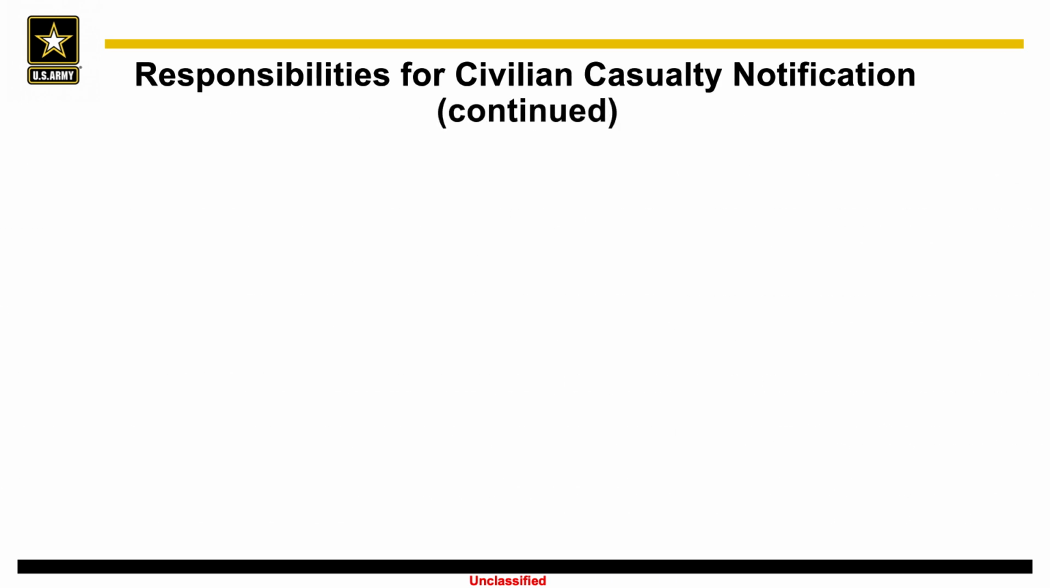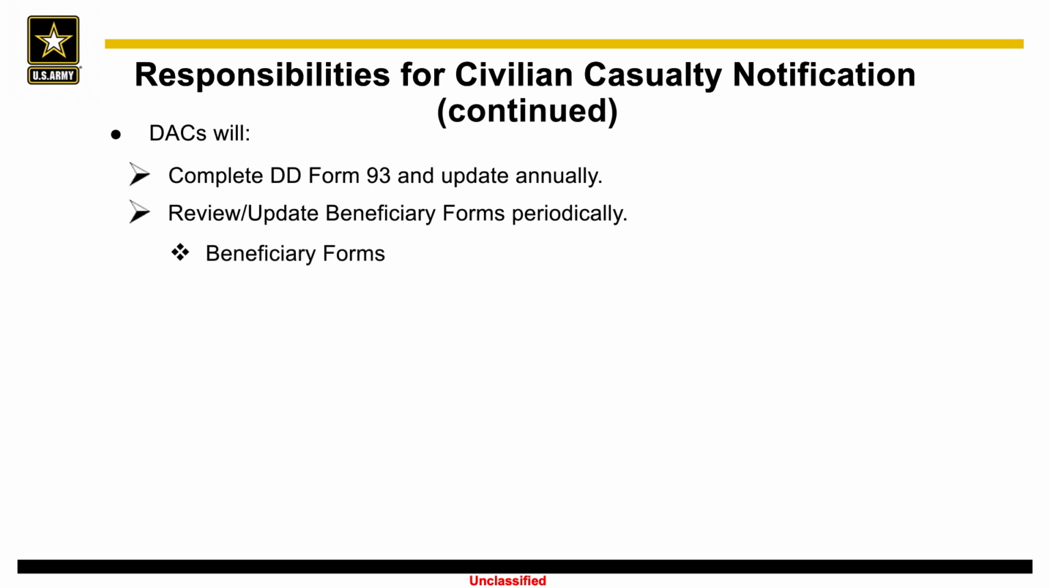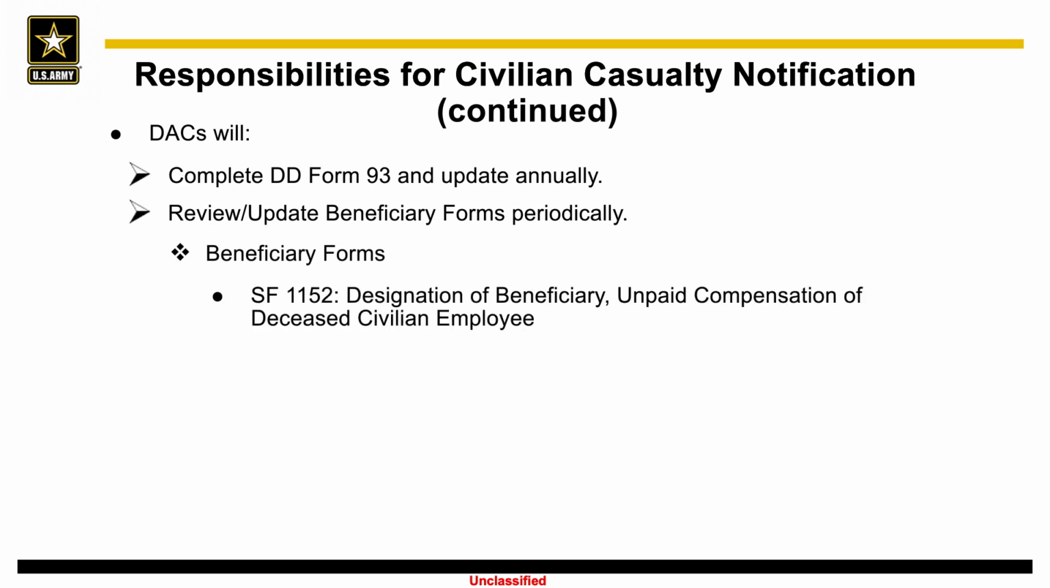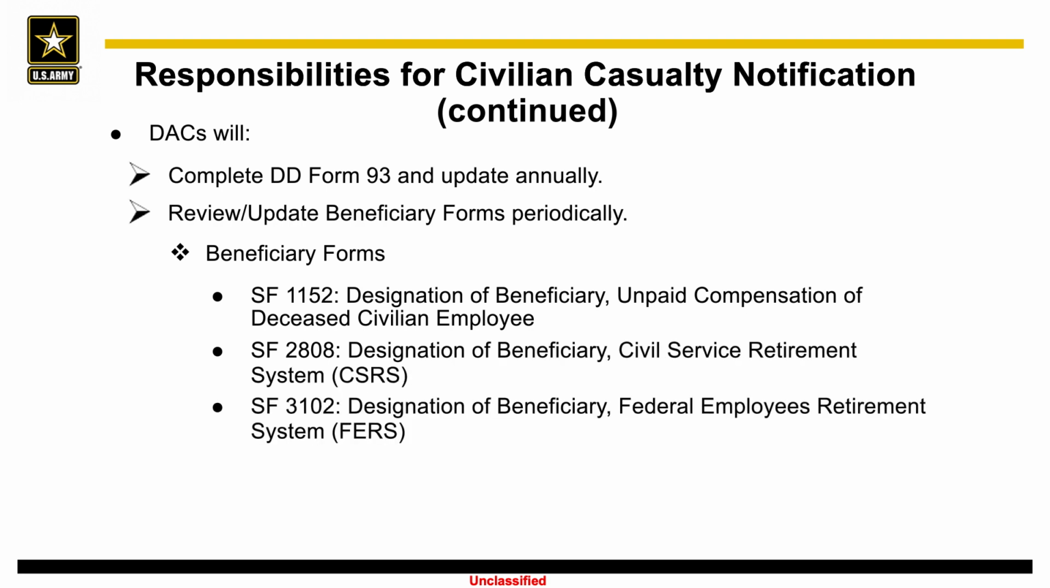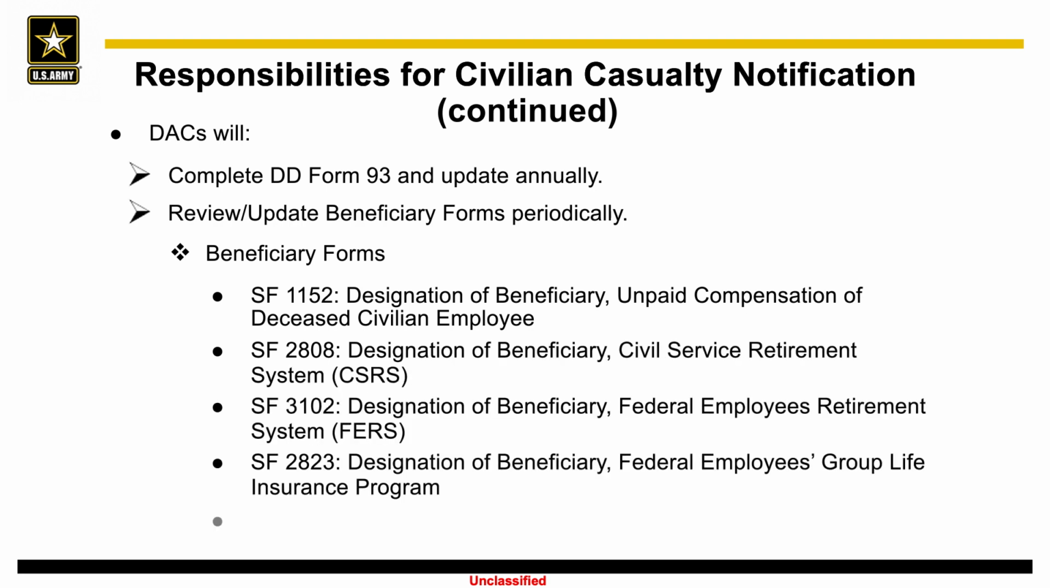For an accurate casualty notification, Army civilian employees are required to complete DD Form 93 and update them annually. Army civilian employees are also required to periodically update beneficiary forms such as SF 1152, SF 2808, SF 3102, SF 2823, and TSP 3, so death benefits and entitlements such as retirement annuity, unpaid compensation, life insurance benefits, and TSP death benefits go to the designated beneficiaries.